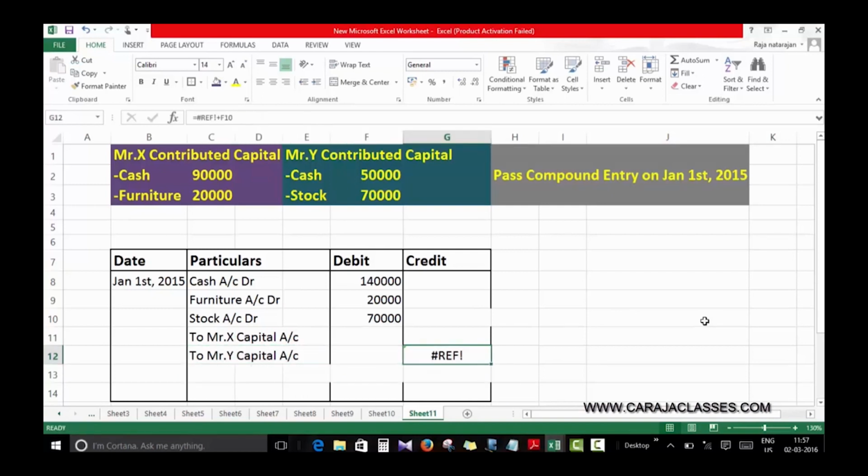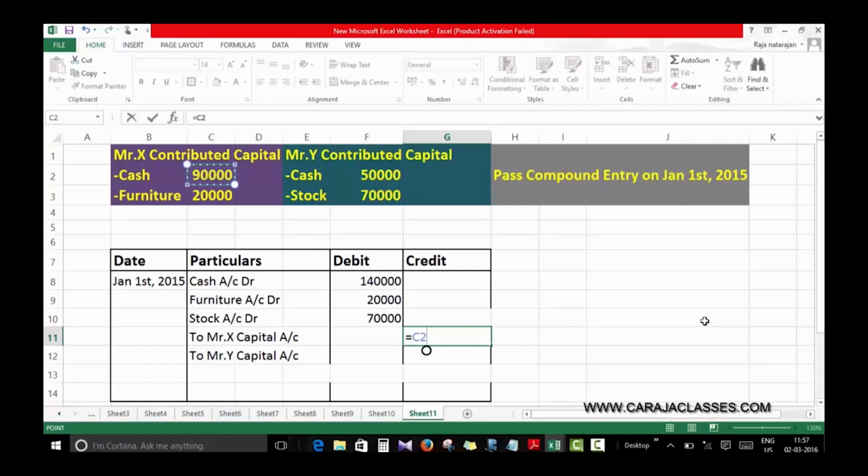So what we have to understand now is, by clubbing the cash balance, we have totaled the cash brought in by both the people, but furniture stands independent, stocks stand independent. So now it becomes our responsibility to find out what is the exact capital brought in by Mr. X. So now we should go back to the question. What is the capital brought in by Mr. X? Mr. X has brought in capital in the form of cash and furniture.